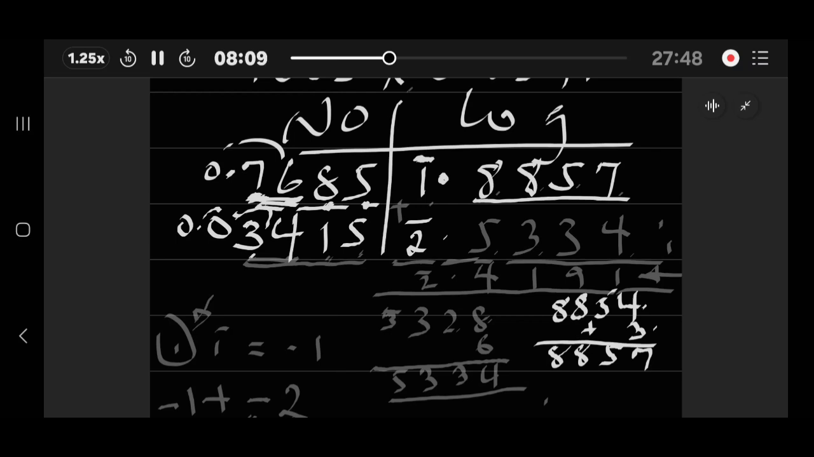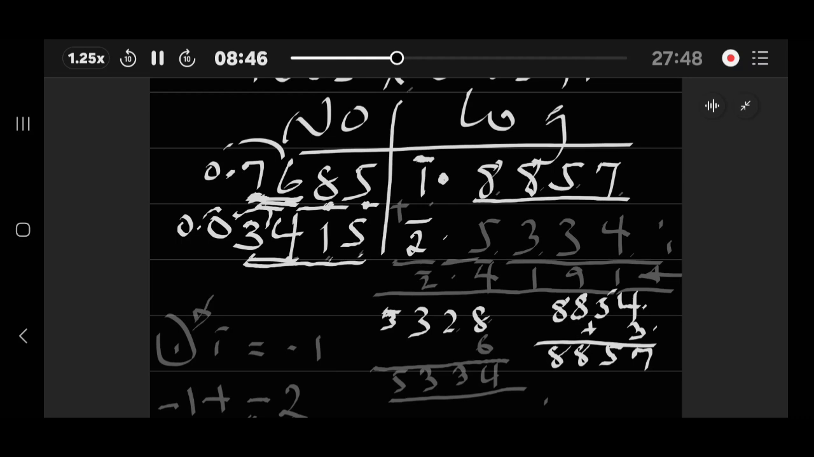The next step is to check for the mantissa. That is this 3415. So we'll check 34 under 1. When we check 34 under 1, we are going to obtain 5328.